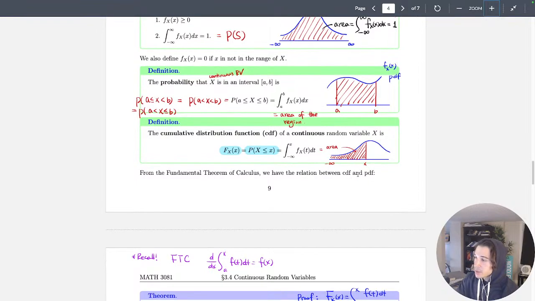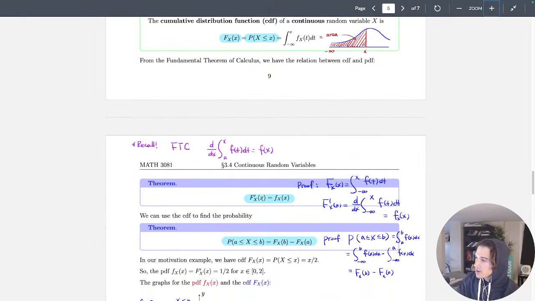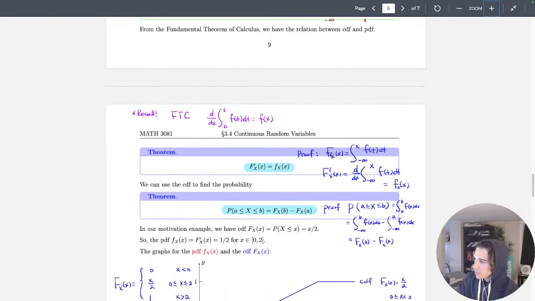From the fundamental theorem of calculus, we have the relationship between CDF and PDF. Theorem: F'_X(x) equals f_X(x). Proof: F_X(x) equals the integral from negative infinity to x of f(t) dt. F'_X(x) is just d/dx of the integral from negative infinity to x of f(t) dt, which is just f_X(x).